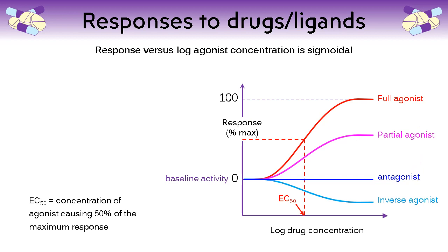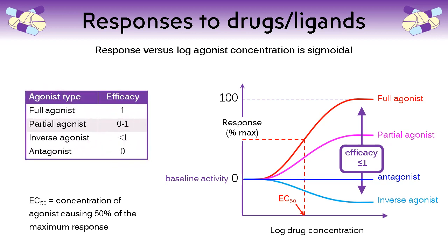The ability of drugs or ligands to activate the receptor and produce a response is known as efficacy, and it's measured from the maximum response in a concentration response curve like this one. As shown in this table, a full agonist has an efficacy of 1, a partial agonist has an efficacy between 0 and 1, an inverse agonist has a negative efficacy, and an antagonist has efficacy equal to 0.